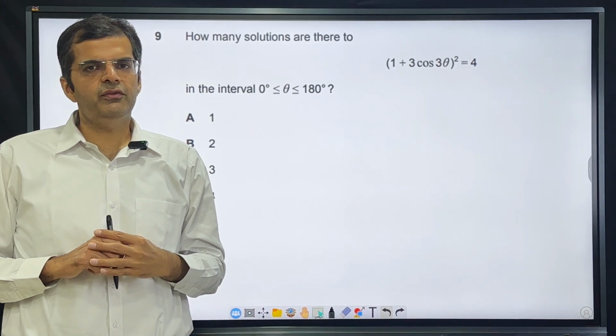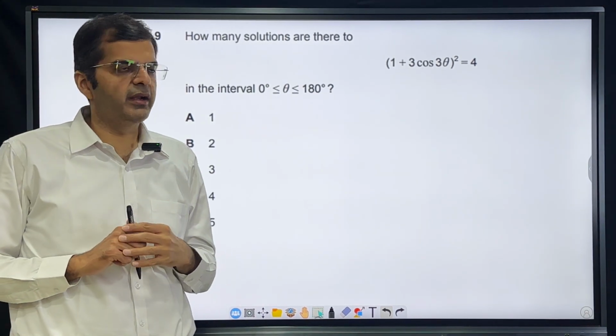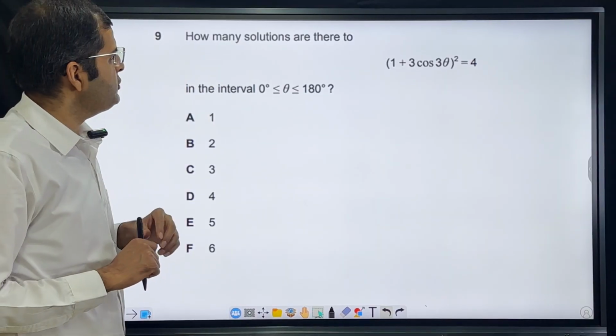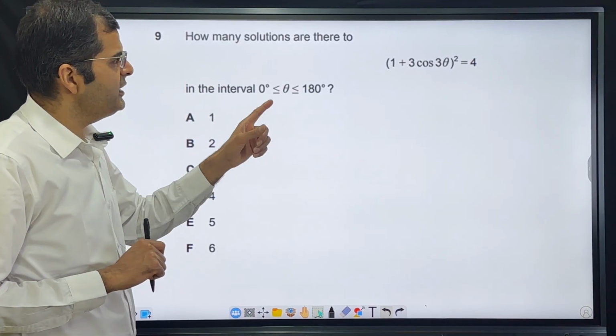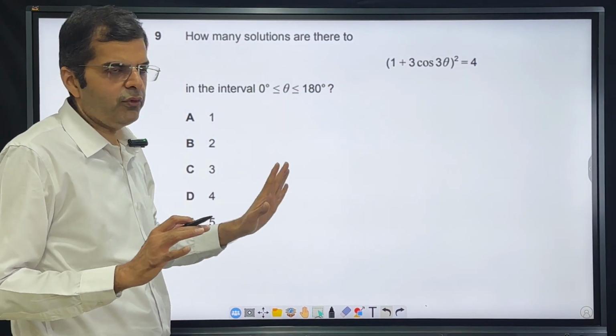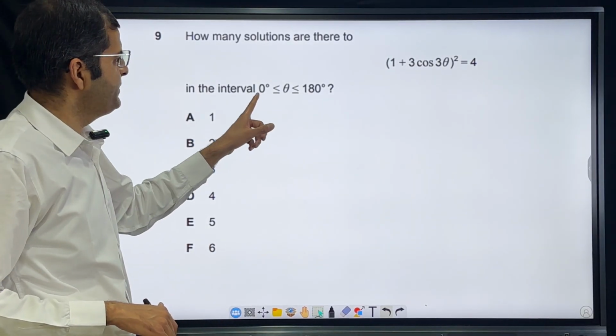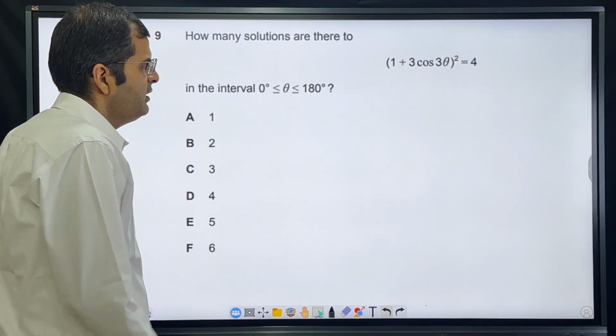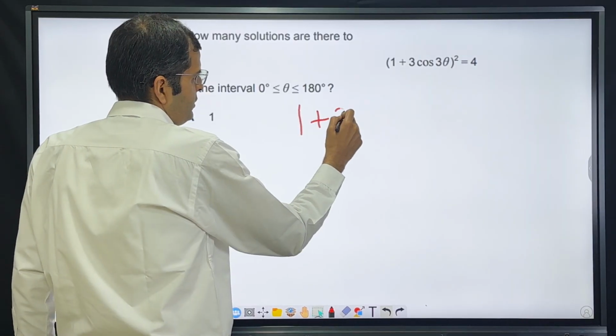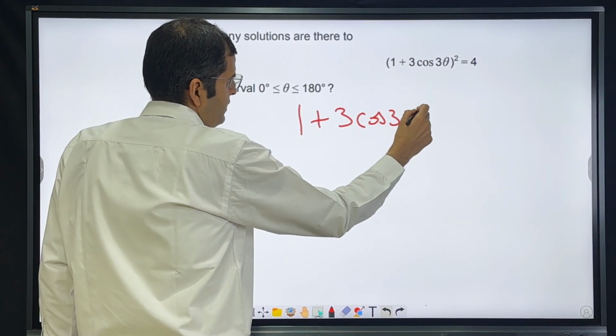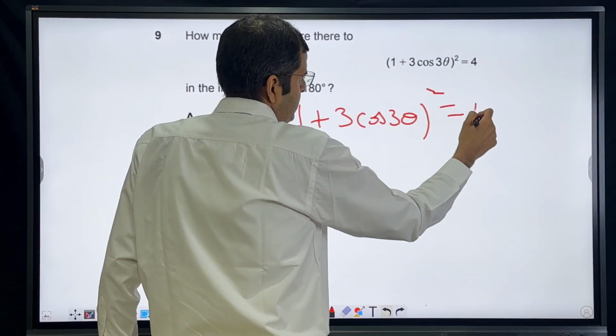This is the 9th question of TMUA 2023 exam, paper 1. Question says, how many solutions are there to (1 plus 3 cos 3 theta) whole square equal to 4, such that theta lies between 0 degree and 180 degree. So I've been given equation (1 plus 3 cos 3 theta) whole square is equal to 4.